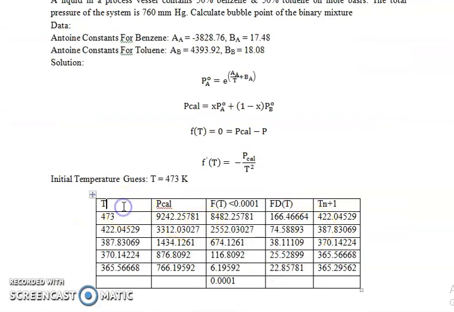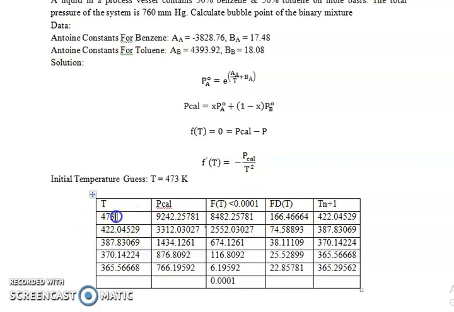Here we have calculated the temperature value. Initially we considered the temperature as 473 Kelvin. Then we have done the P calculation, calculated by this formula. Again we have calculated f(T) and f'(T), and again we have incremented by some value. Okay, Tn+1: whatever the Tn value is, we have added some value to it. Here we have considered the function, which should be equal to 0 or near about 0. We get the limit as 0.1, so it is nearly 0.